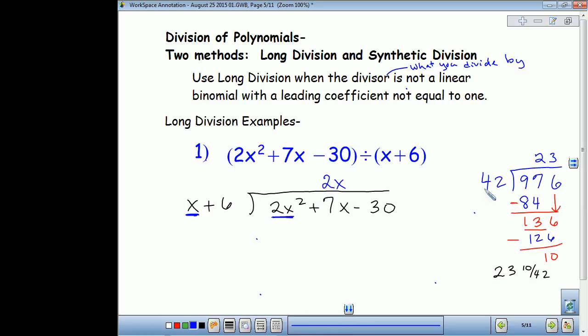Remember over here, we did 2 times the 42, and it went right here. What do you think I'm going to do with this 2x? I'm going to multiply it times x plus 6. So 2x times x is 2x squared. 2x times positive 6 is plus 12x.